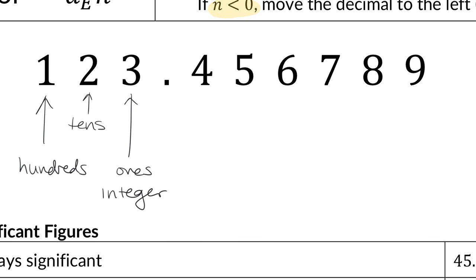Now here's where it gets spicy. What is this one called? Ooh, now I heard a lot of different things. It's the tenths with the THS at the end. Tenths. What's this one called? Hundredths, yes, with a THS at the end. Which means what is this one? Thousandths.